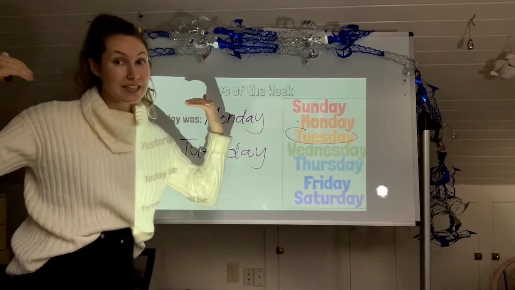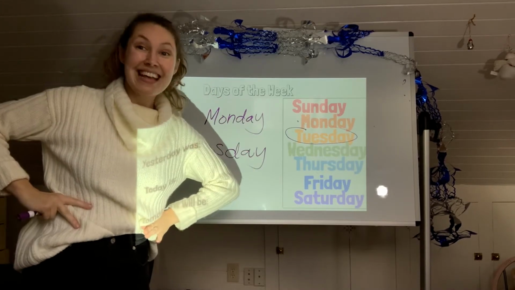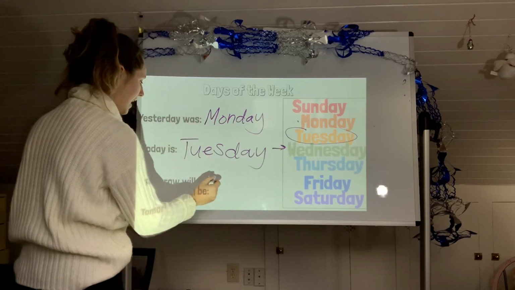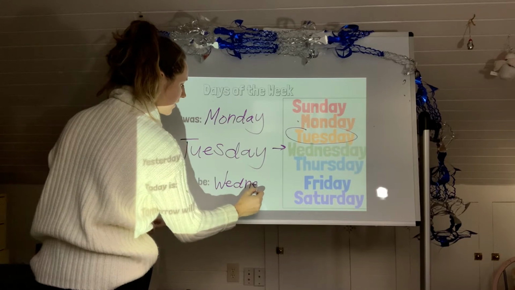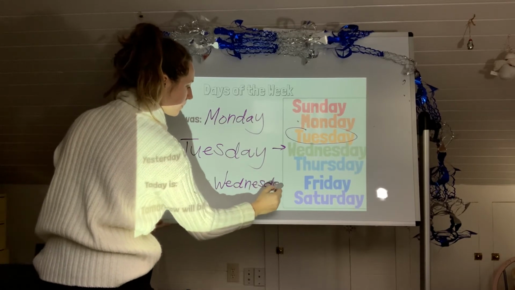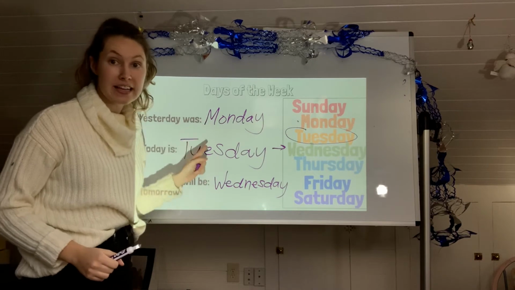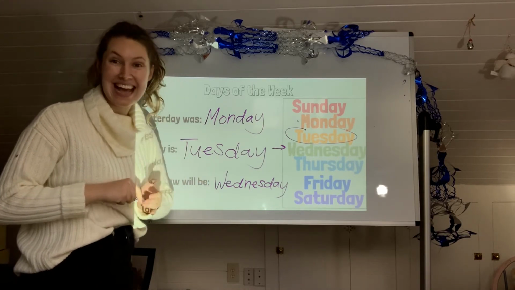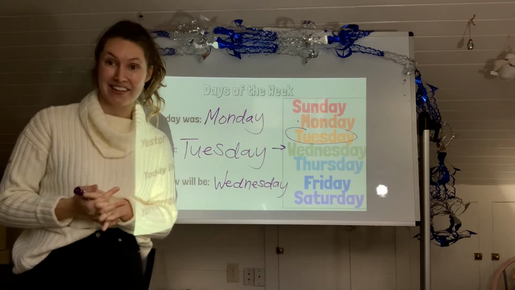Now, if today is Tuesday, that means tomorrow will be Wednesday. Very good. Tomorrow will be Wednesday. Wednesday starts with a letter W. So now we know yesterday was Monday, today is Tuesday, and tomorrow will be Wednesday. Great work. I think we're ready to talk about our Advent calendar.